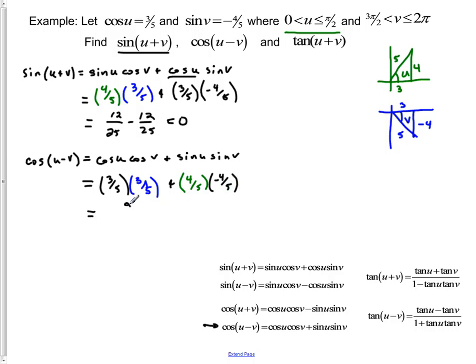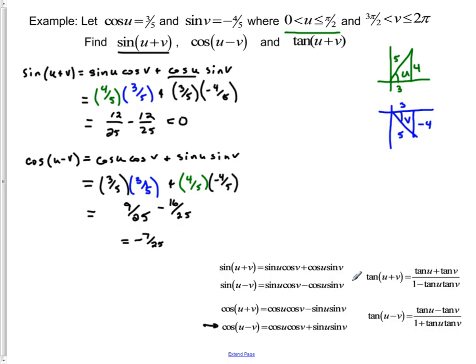We're going to get 9/25 over here when we multiply 3/5 times itself, and we're going to be subtracting from that 16/25. And so the resulting value for the cosine of u minus v is going to be negative 7/25. Negative 7/25. So there's our cosine of our angle u minus v.